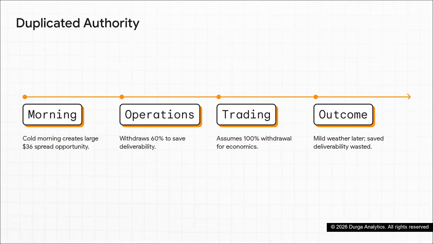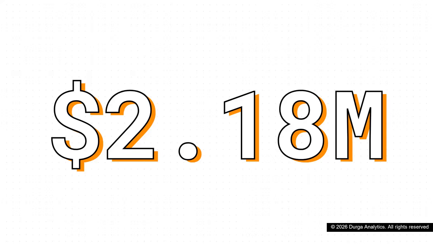They both legitimately believed they owned the decide right for storage withdrawal rates. And this brilliantly illustrates the sheer cost of ambiguity. Because neither party checked with the other during that $36 spread spike, 60,000 MMBTU of foregone volume resulted in an opportunity cost of over $2.1 million. That's a massive hit. Both parties actually acted reasonably based on their own mandates, but the failure was entirely structural. It's exactly why traders point fingers when the P&L suddenly drops at the end of the month.